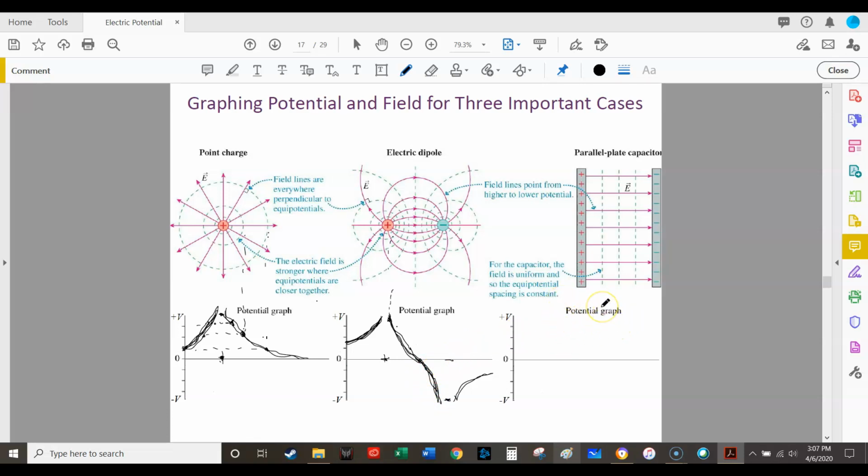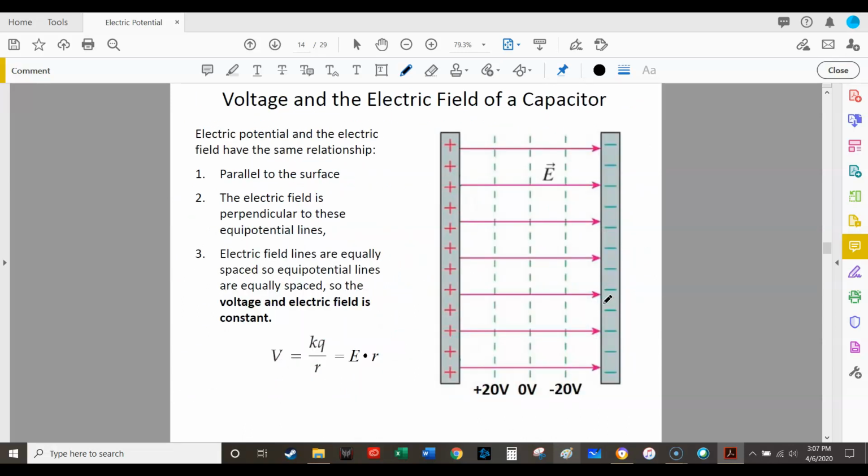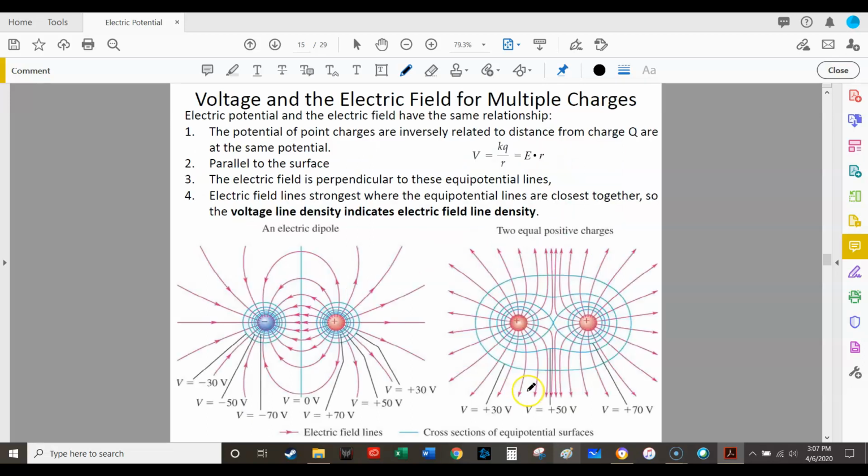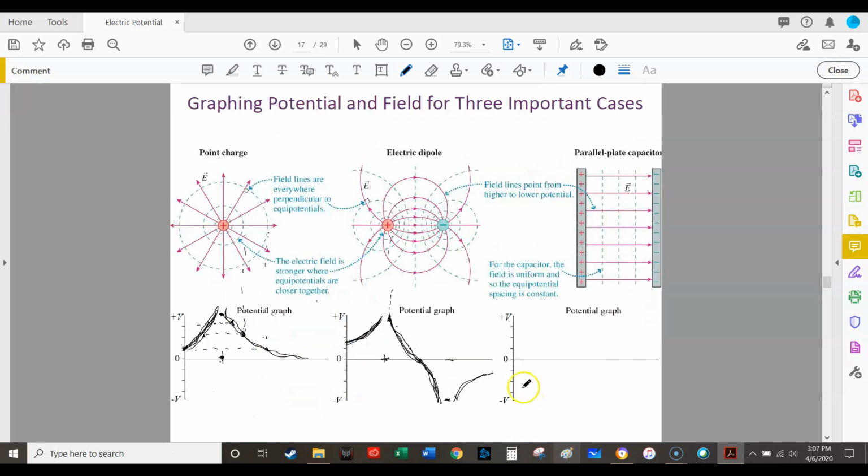Over here, we had seen this shape before with the capacitor. And we notice at the center of the capacitor, you've got a 0 voltage because it's a halfway point in between the positive plate and the negative plate. So we know this is here. And since this is very ordered, the high voltage is here, the low voltage is here. Since the electric field lines are evenly spaced, the voltage lines are going to be evenly spaced, so you're going to have a constant dropping off in voltage. It'll be a straight line.